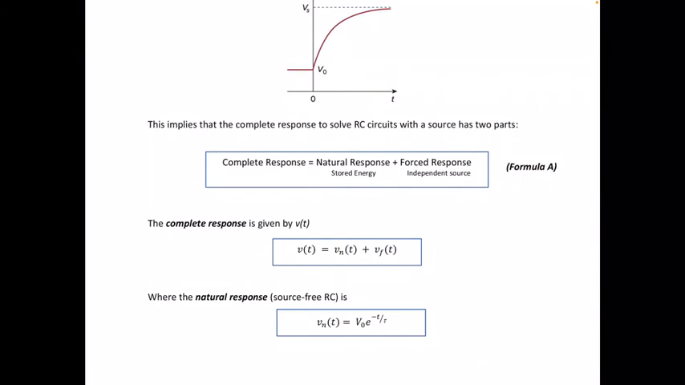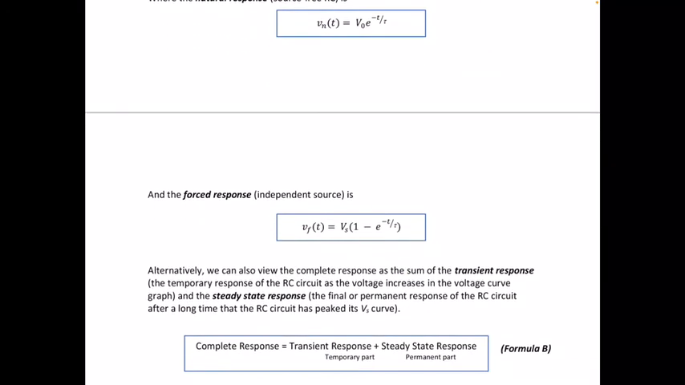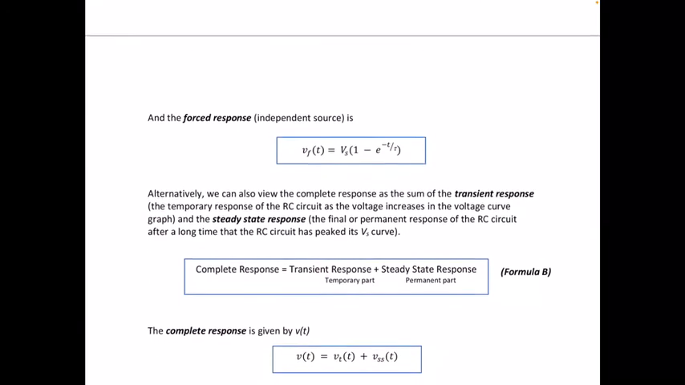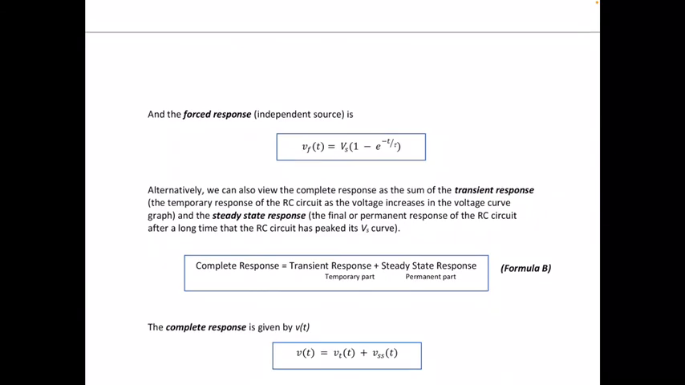So this is just our formula A. This is one of two ways in which we can appreciate what sort of response is going on in our RC circuit with a source. A complete response can be viewed as a combination of natural response and forced response. But alternatively, we have formula B. We can also view the complete response as the sum of the transient response and the steady state response.